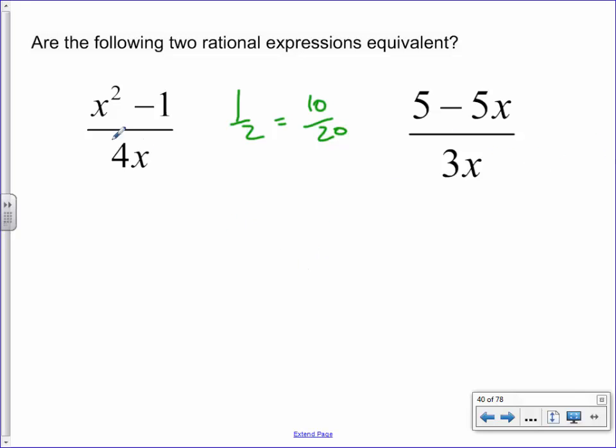Let's try to simplify. Can I cancel anything on this one here? Actually, not whatsoever. No. What about here? I could factor out a 5, and it would give me a 1 minus x over 3x. Can anything cancel? Is this the same as that? Not even close. But if it was the exact same, the phrase we'd use is equivalent.